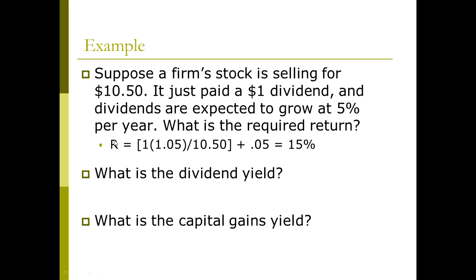The return will be, according to our formula, D1 divided by P0 plus the growth rate, 5%. So D1 is the $1 just paid, D0 times 1 plus 5%, divided by P0, $10.50, plus the growth rate, 5%, which gives 15%. Let's decompose the R. The first part, the dividend divided by price, is 10%. The second part, capital gains, is the 5% growth rate.